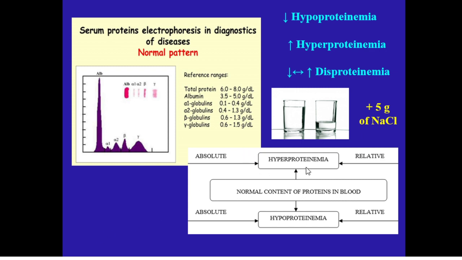So, relative hyperproteinemia is absolutely understandable: loss of water, dehydration, especially hyposmotic dehydration, will lead to relative hyperproteinemia. Absolute hyperproteinemia is possible when production of proteins is increased.